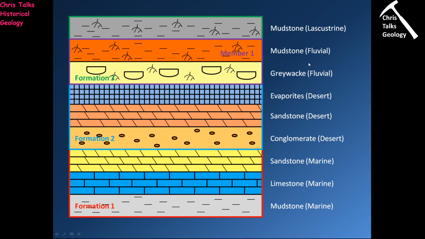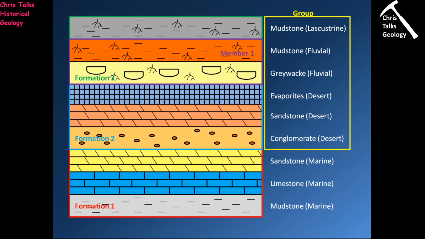Now the other thing we can do is bundle formations together to make an even bigger unit, which is called a group. What you'll notice is that this layer, that layer, that layer, that layer, that layer, and that layer are all of continental origin. They all formed on dry land. And so we can put them together to form a group. So what you'll notice is we can bundle rocks together to form larger and larger packages of rocks.